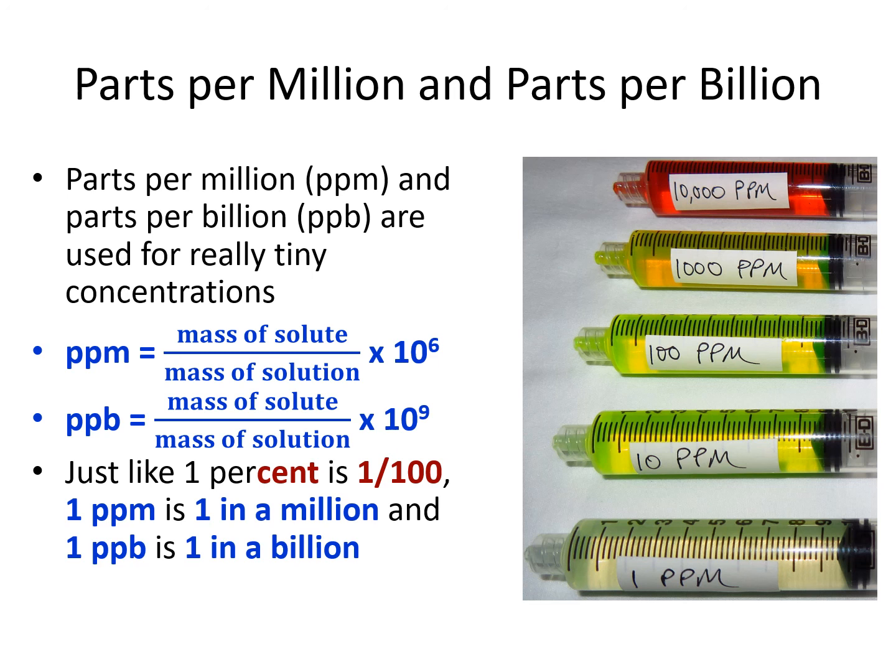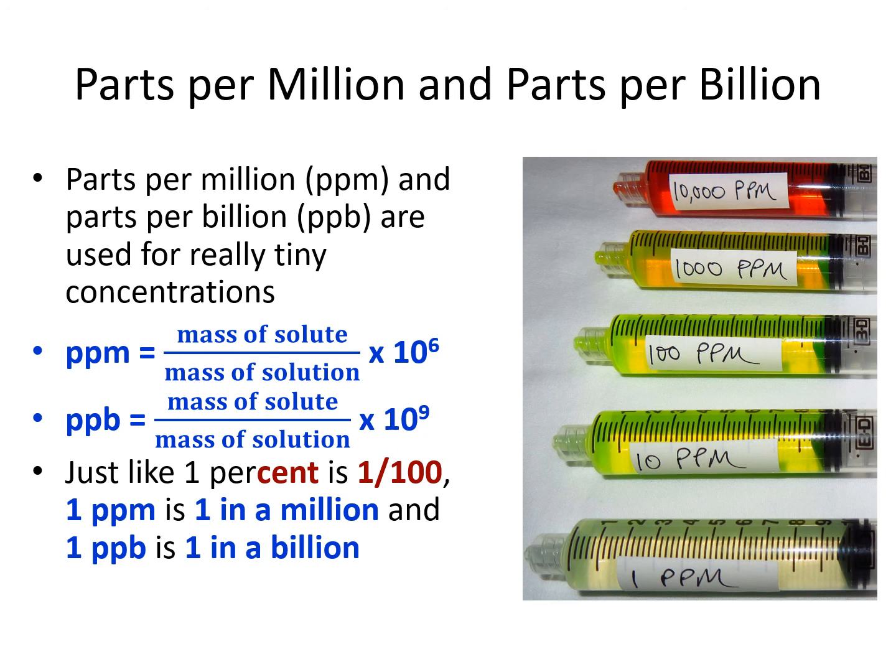So these equations are very similar to our mass percent equation. Our mass percent equation would be mass of the solute over mass of the solution times 10 to the 2, in other words, 100. With parts per million, we're multiplying by 1 million. With parts per billion, we're multiplying by 1 billion.